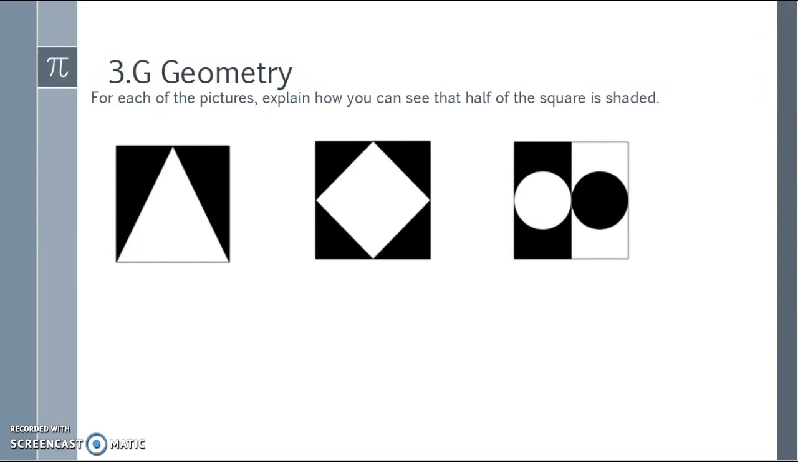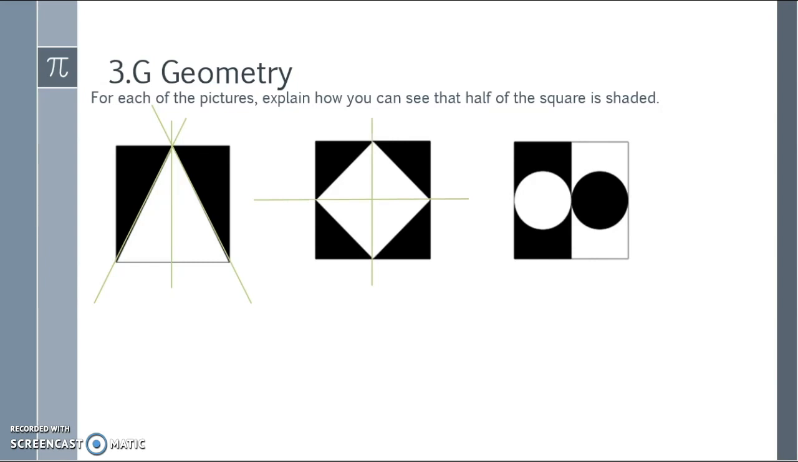Let's look at the first one. I see that if I were to cut my square in half, I'd have 2 rectangles. I also notice that if I were to cut the diagonals in half, exactly half of each rectangle is shaded. So therefore, half of the square is shaded.